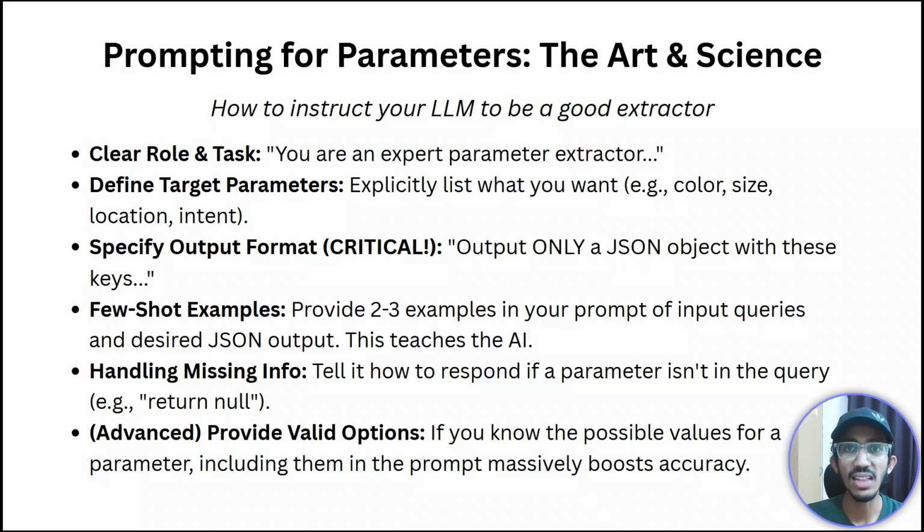And fifth, handling missing information. What should the AI do if a parameter isn't mentioned in the user's query? Tell it. For example, if a parameter is not found in the query, return null for its value in the JSON object. And an advanced technique is to provide valid options. If you actually know the possible valid values of a parameter, including those valid options in the prompt for the parameter extraction AI massively boosts its accuracy and reduces the chance of it hallucinating a value that doesn't exist in your data.